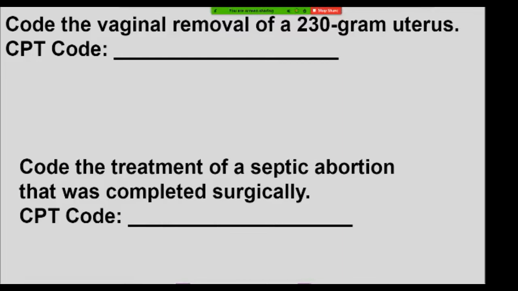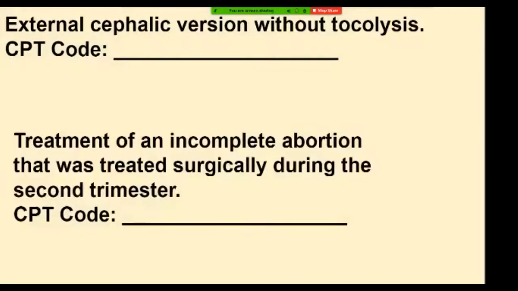Okay, so once we go to abortion, what are we looking for underneath that? Septic. Septic abortion, and it gives you one code, 59830. Who agrees? I agree. You're right. All right.